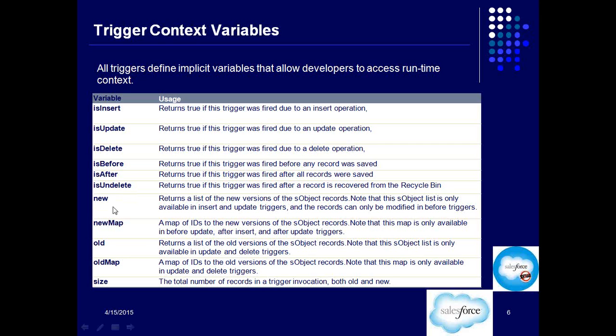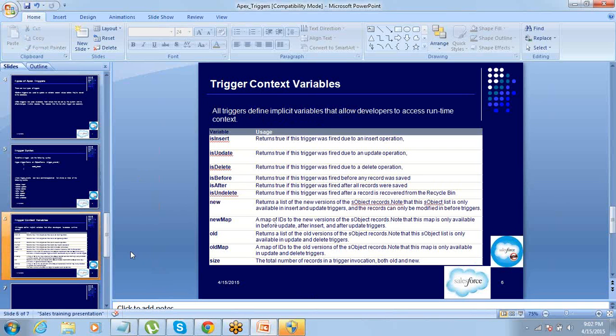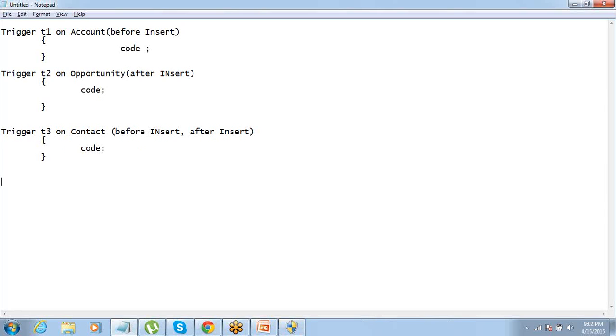Now there are a few more variables. The one is new. Okay. This returns a list of the new versions of the SObject records. Note that this SObject list is only available in insert and update triggers, and the records can only be modified in before triggers. Okay, so these variables are called like this: Trigger.isInsert. Okay, so Trigger.isInsert will return true if the trigger was fired due to an insert operation.